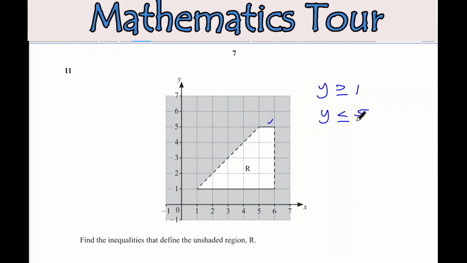Okay, so it is equal to 5 because of this thick line, and it is less than 5 because the value of y decreases as you move to this region.